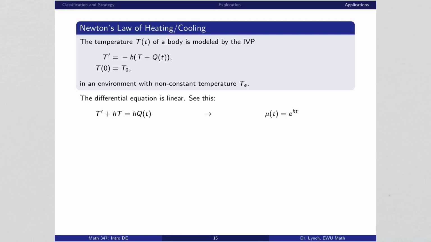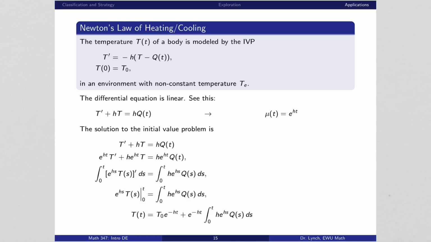We can see that the integrating factor is e to the ht, and this allows us to use the integrating factor to view the differential equation as a product rule. Integrate both sides. Here we integrate using the dummy variable of integration s from s equals 0 to s equals t, and express the solution as a sum of an exponential term plus an integral in terms of h. So if we were given some sort of functional form for this ambient temperature Q, we could use this expression to come up with the temperature T.